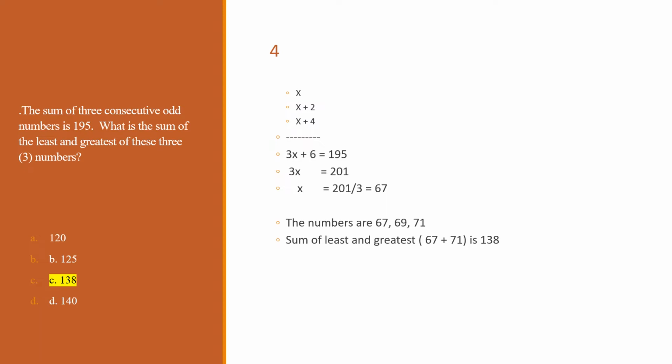So we will have to recognize that when we sum up odd numbers, if the first number is x, then the second will be x plus 2, and the third will be x plus 4. When we sum this up, this will give us 3x plus 6, and such sum will be equal to 195. So 3x then will be equal to 189, and x will be equal to 63. So the three numbers are 63, 65, and 67. And because we are asked for the sum of the least and the greatest of these three numbers, these are the values 63 plus 67, which is equal to 130.